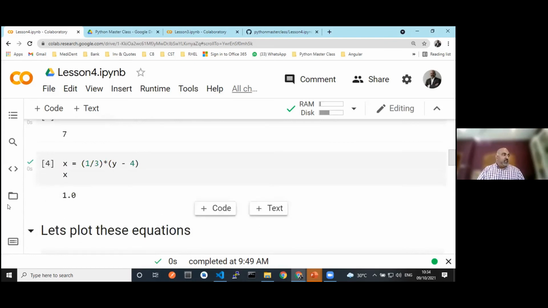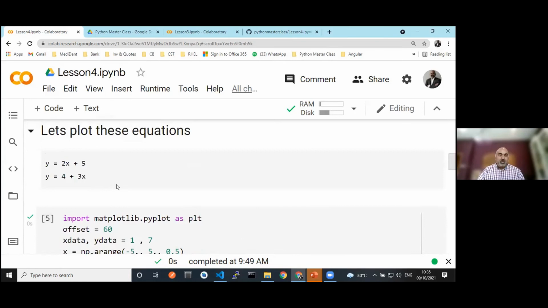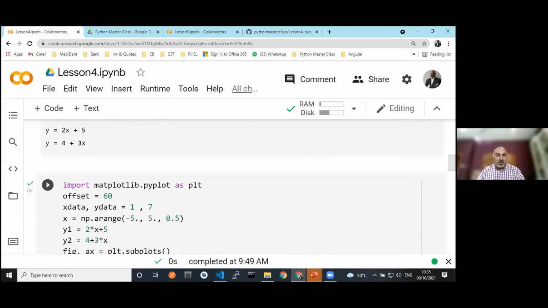So, no questions so far. We will go on to plotting. We want to plot these two lines. Okay, so let's plot it. Don't worry about all this code.